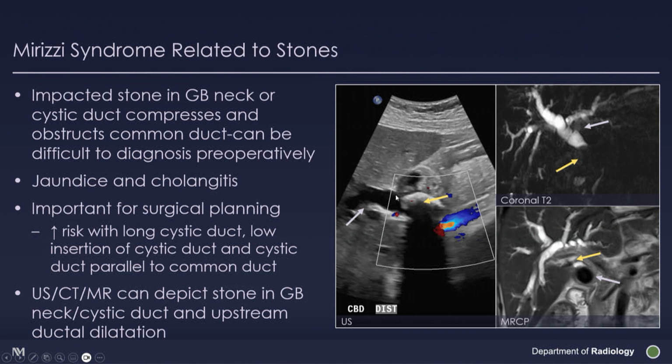Mirizzi's is a unique form of gallstones, which you have to be aware of. What happens is you get an impacted stone in the cystic duct or the neck of the gallbladder, and what it does is it causes obstruction upstream into the intrahepatic and common duct. The reason it's important is the surgeons have to be aware of it before surgery, and it's not going to be cleared on the basis of an ERCP, so it's important for surgical planning. It can lead to jaundice and cholangitis, and whether you're doing CT, MR, or ultrasound, you want to look for the stone in the cystic duct or gallbladder neck.